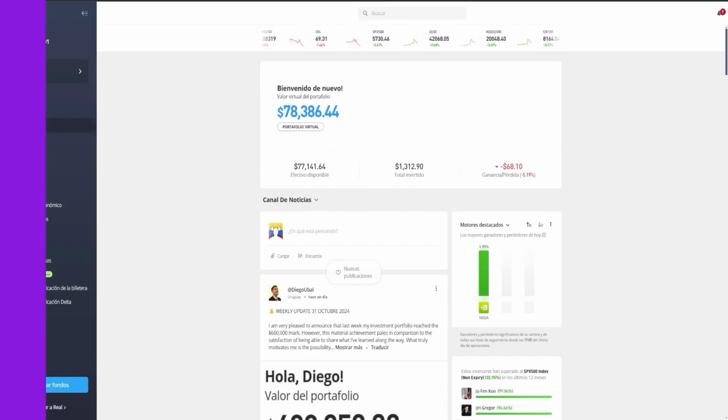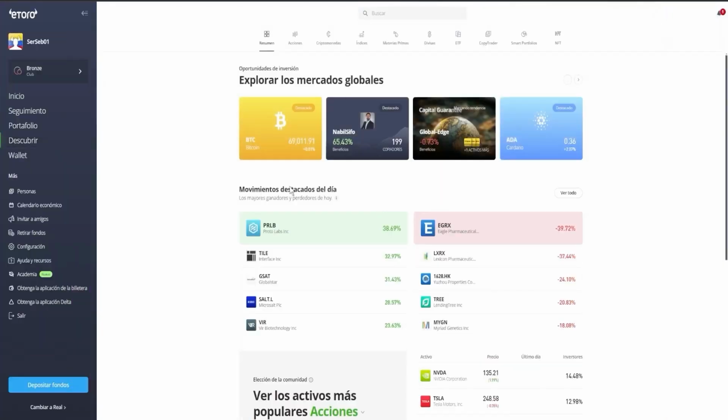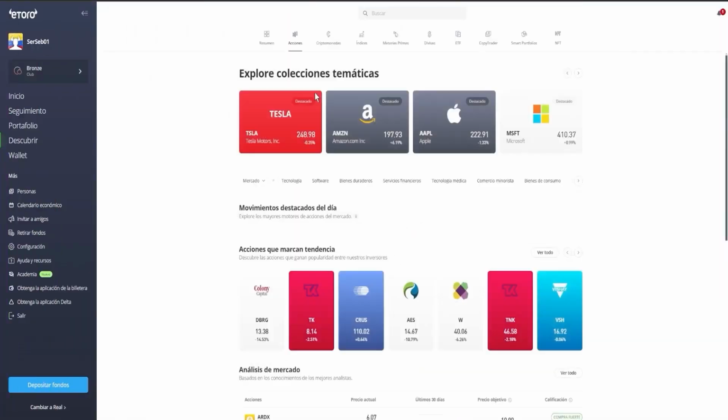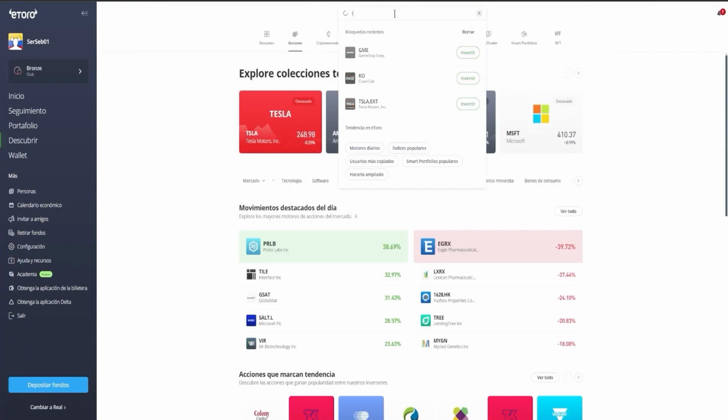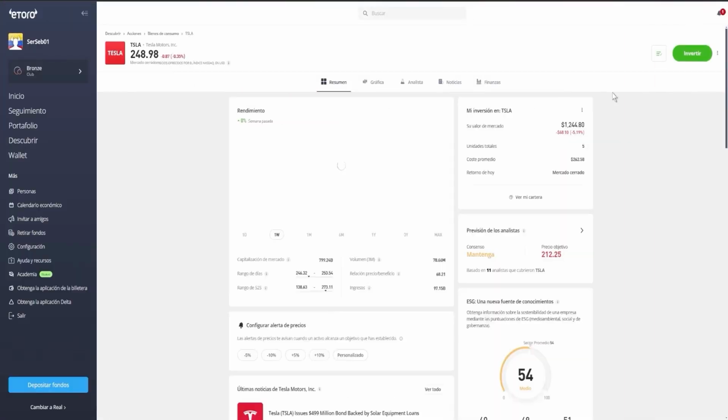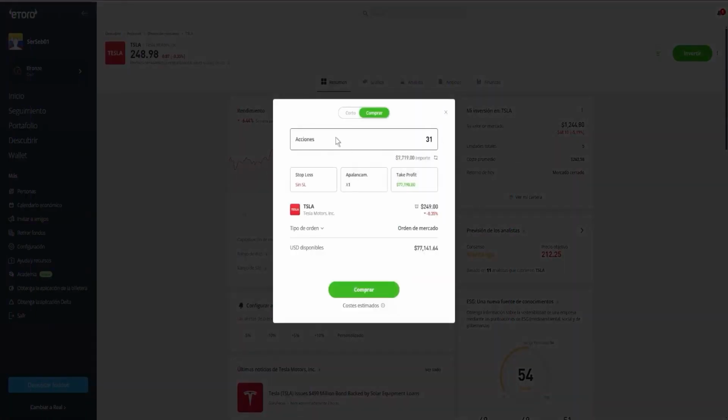But basically, to be able to invest in this, you come here and let's say you want to invest in a specific stock. You can invest in cryptocurrencies. You can invest wherever you want in a fractional way. You simply search, for example, let's look for Tesla here. And in this case, we can invest directly in this stock.